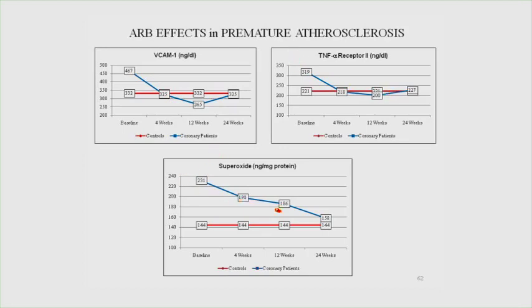Superoxide generation by the enzyme systems within the artery wall, within the circulation, also falls. So we're having a profound antioxidant effect by blocking the generation of free radicals.